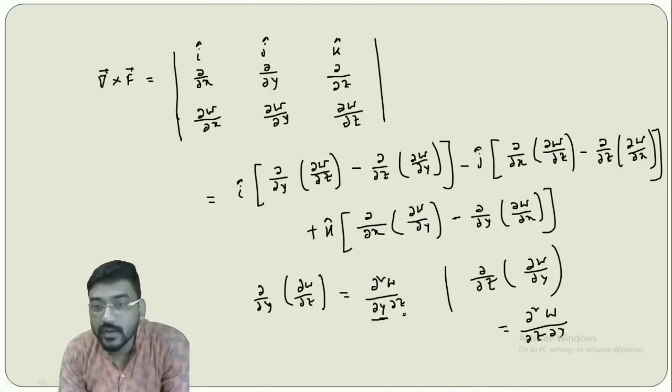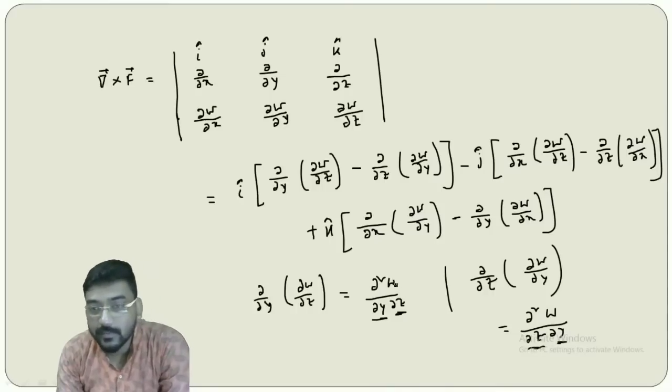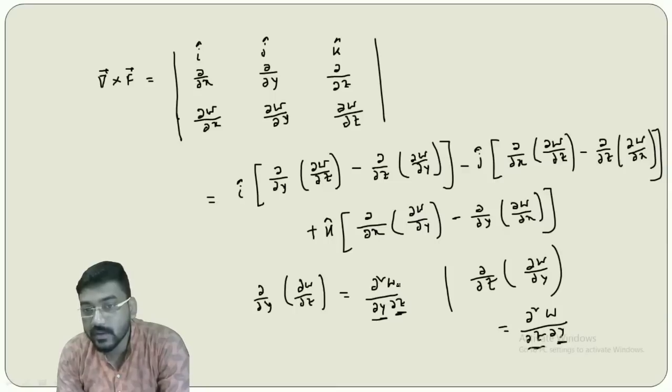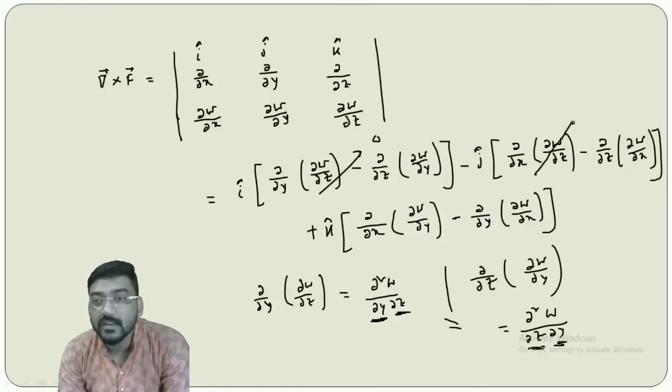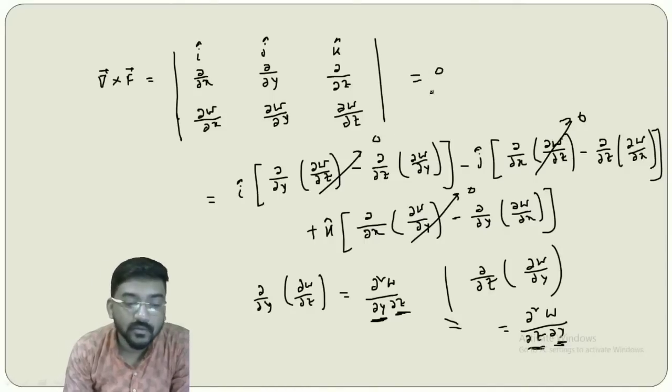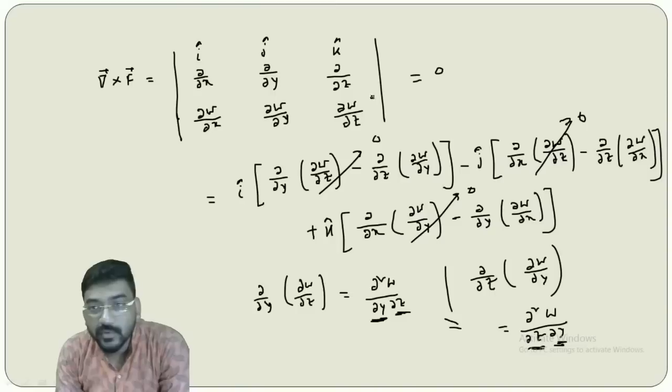So if the second order partial differentiation of w does not depend on the order, then what will happen? These two will be equal, so this term will be 0, this term will be 0, and this term will be 0. So curl of f will be 0. Obviously, curl of f will be 0.